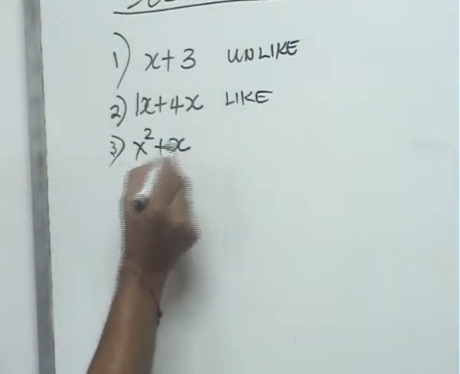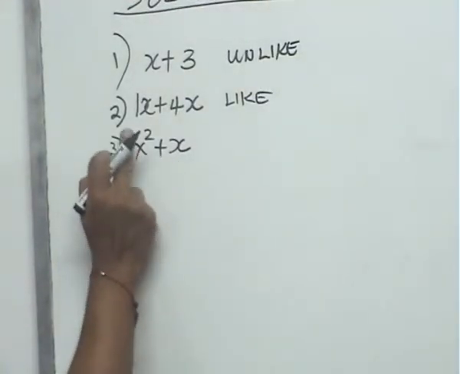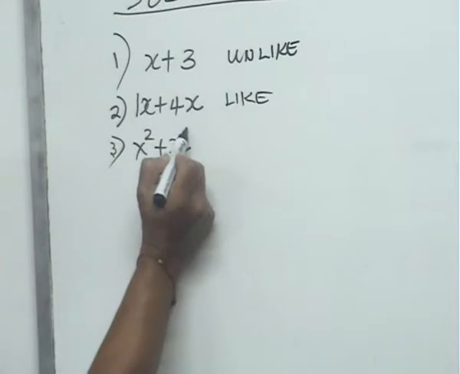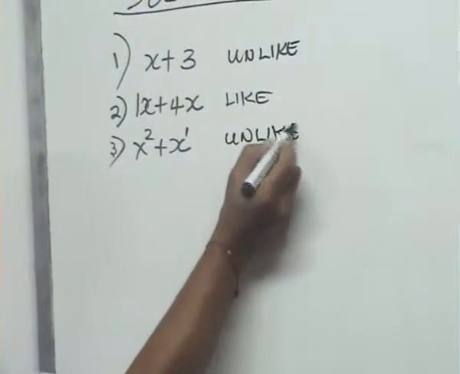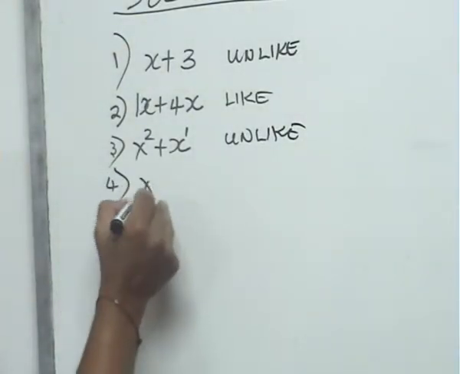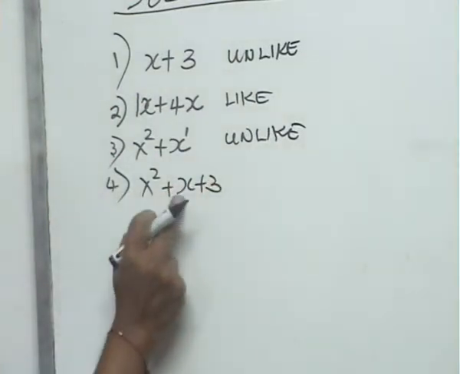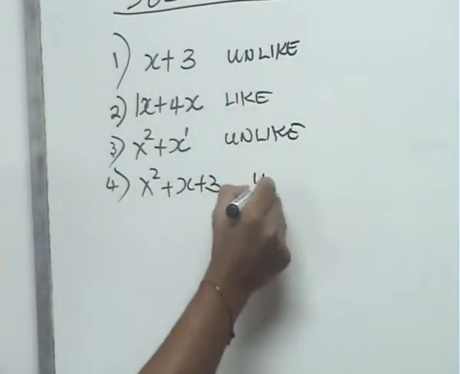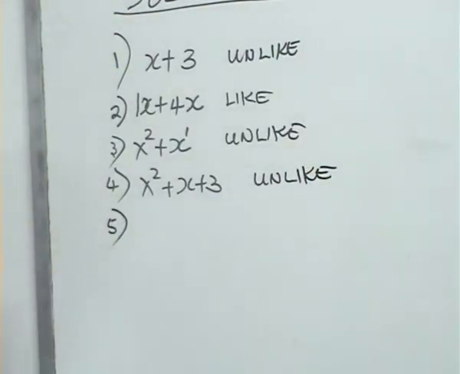Number 3, x squared plus x. If I look at the powers, they are not the same. This is x squared and this is x to the 1. Powers are not the same. Unlike. Number 4. X squared plus x plus 3. Now clearly the powers are all different. So this is unlike.